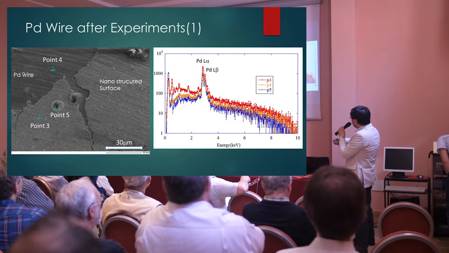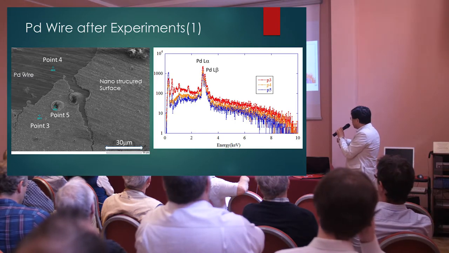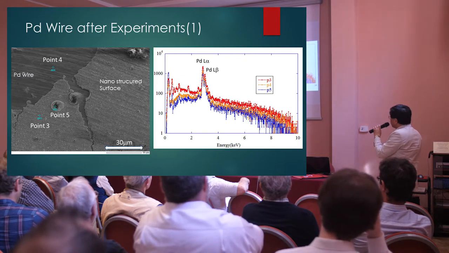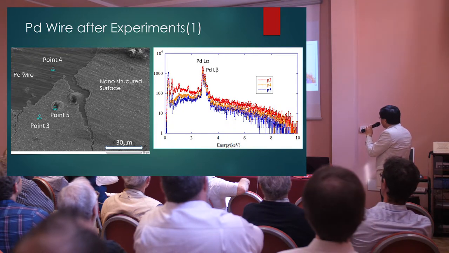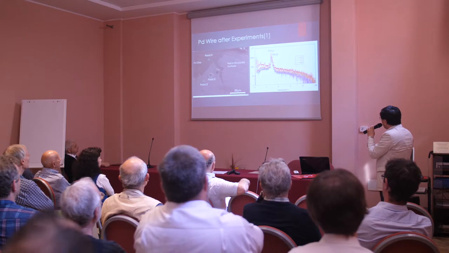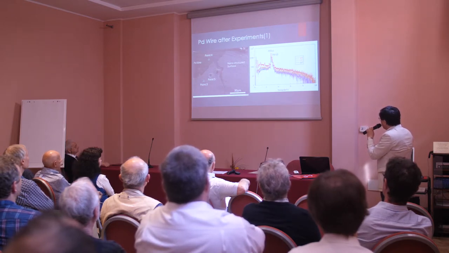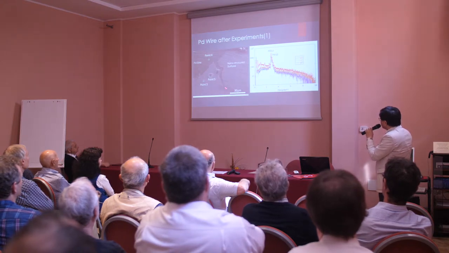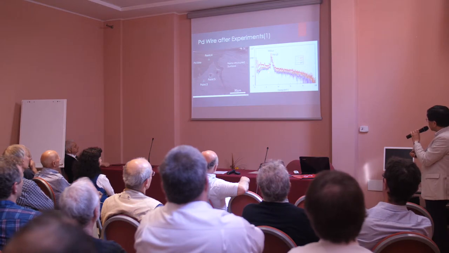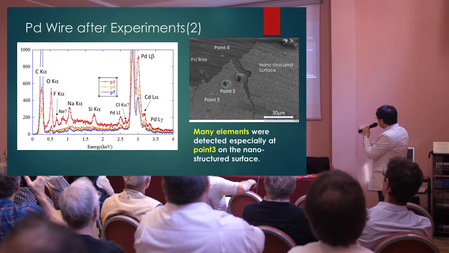This is the same image of the platinum wire after the experiment. These areas correspond mainly to palladium, and this one is a nanostructured surface. And this one is an EDS spectrum for points 0.3, 0.4 and 0.5. The 0.4 is the orange line, 0.5 the blue line, and the red line means 0.3. We can see the difference between 0.3 and the other places. If we look at these areas closely, we can see the difference in the spectrum.